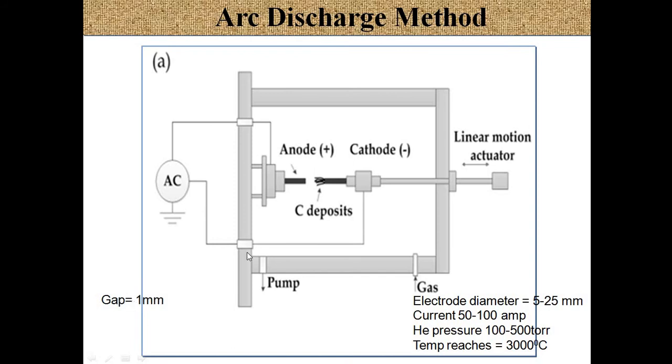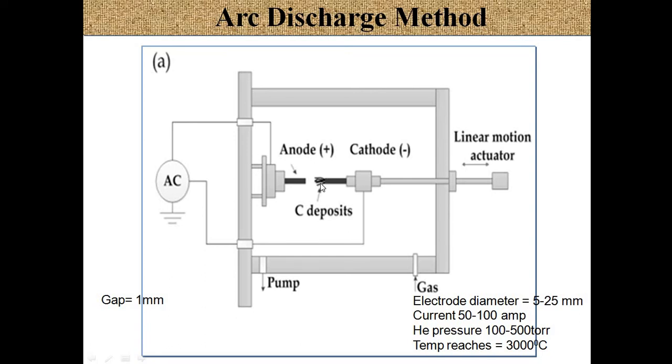How much is the gap between these two electrodes? 1 mm, and this gap can be increased. Here is the gas inlet, so gas can be passed. Here is a pump to create a vacuum, and there is a cobalt catalyst deposited here, on which the growth takes place. The cobalt catalyst is very important to grow the carbon nanotube.